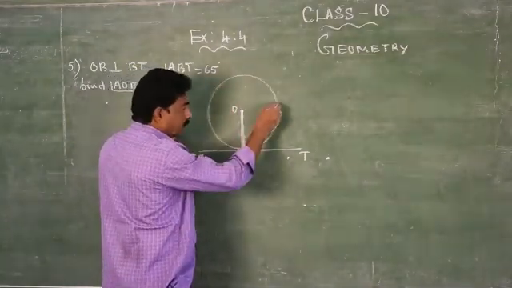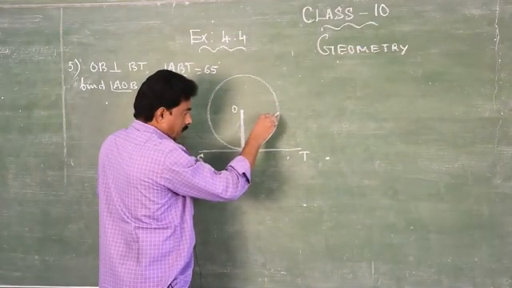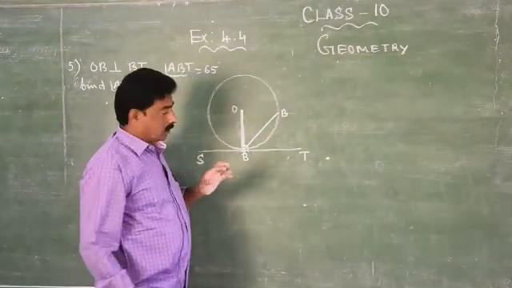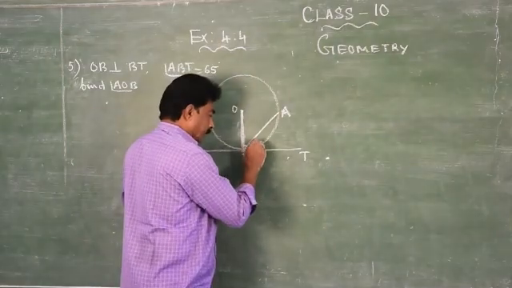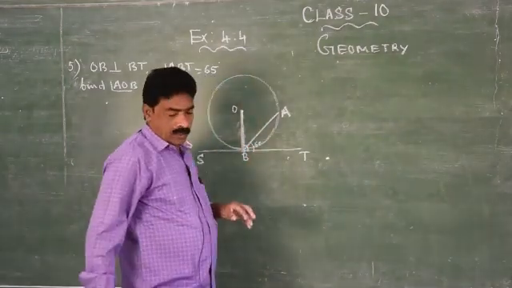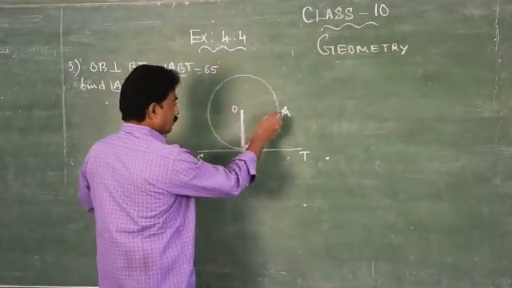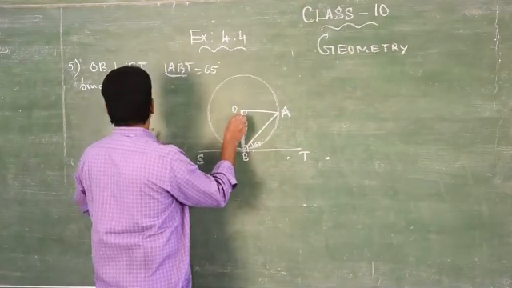That means it should be an acute angle. So ABT is 65. This angle is 65. You have to find angle AOB. This angle you have to find.